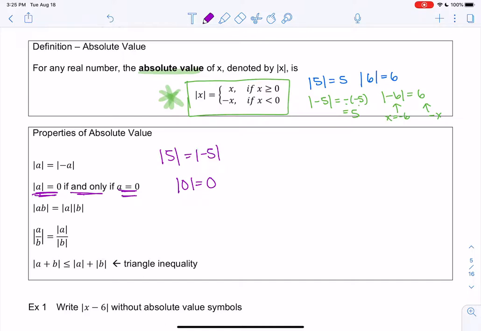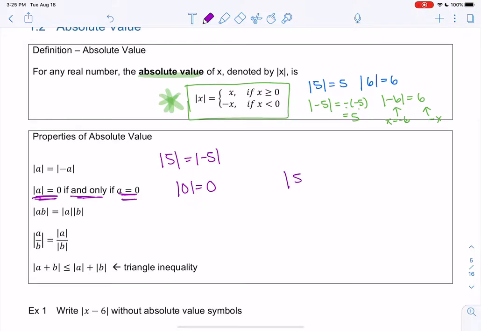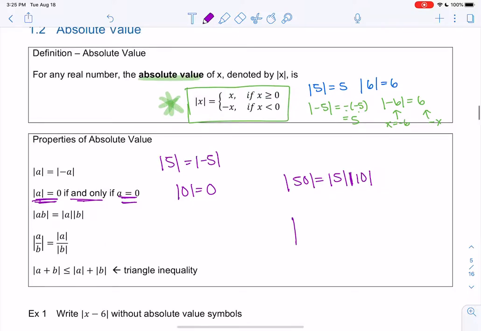We can break up products. So the absolute value of 50 would be the same as the absolute value of 5 times 10, right? So the absolute value of 5 times the absolute value of 10, that's allowed. Division is also allowed, so we can split it up. The absolute value of 7 over the absolute value of 5 is the same whether they're in the same absolute value or separate. And that has to do with multiplying and dividing, right? If they're both positive or they're both negative, it turns positive. So it's fine.